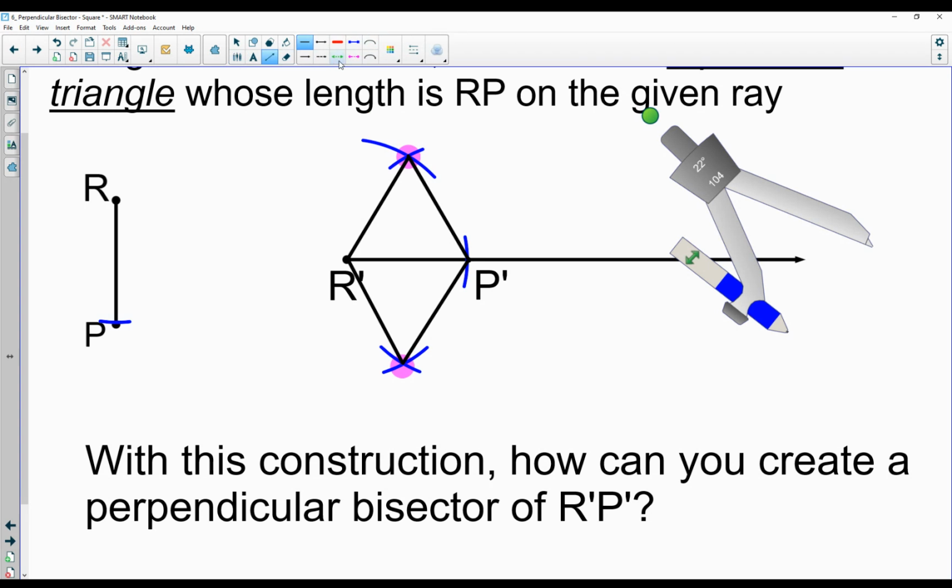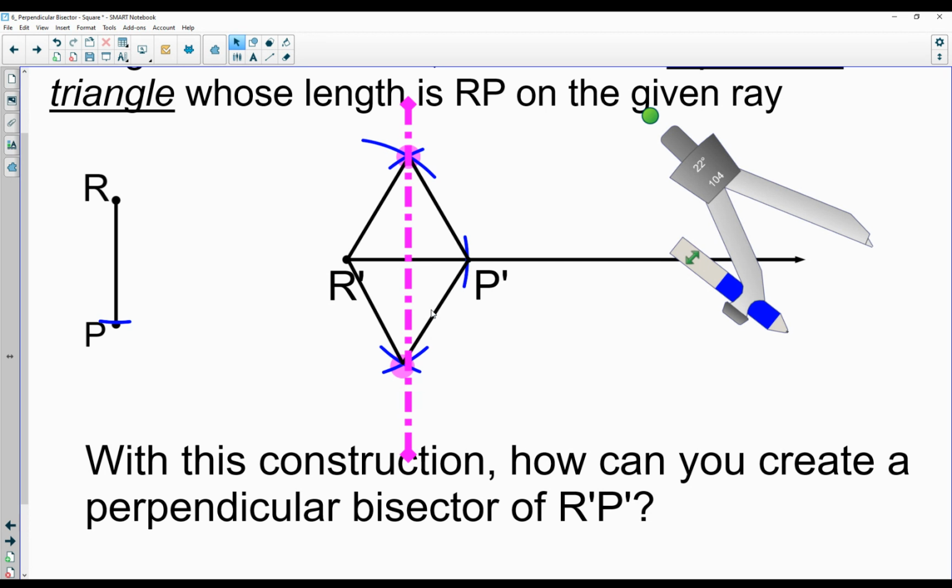And if I connect these 2 arcs with, I'm going to make it a dotted line, with this dotted line, take a look at what happens. It goes through R prime P prime, what appears to be in the center, and it's also perpendicular. So we just created the perpendicular bisector of R prime P prime. So that means a whole lot. Since we've taken R prime P prime, we've just cut it in half. We've gone through the middle. We've created right angles, and we have constructed the perpendicular bisector.